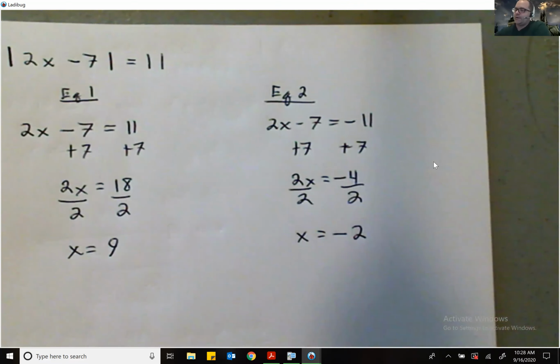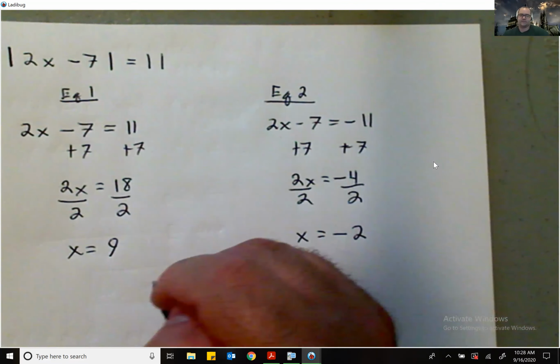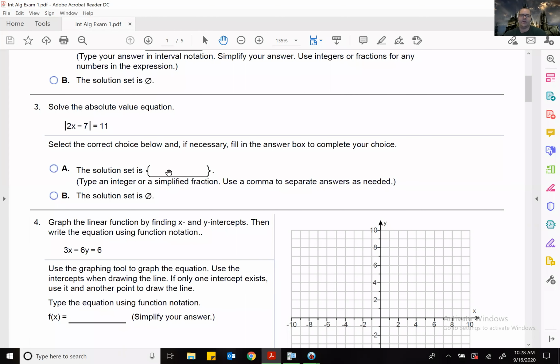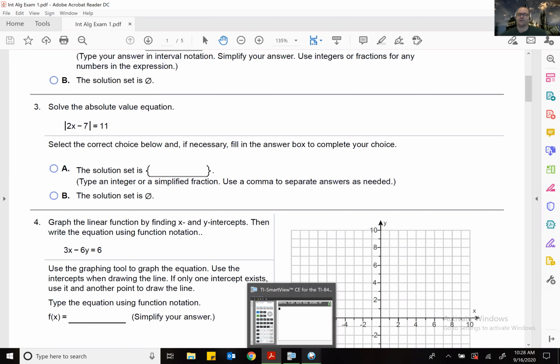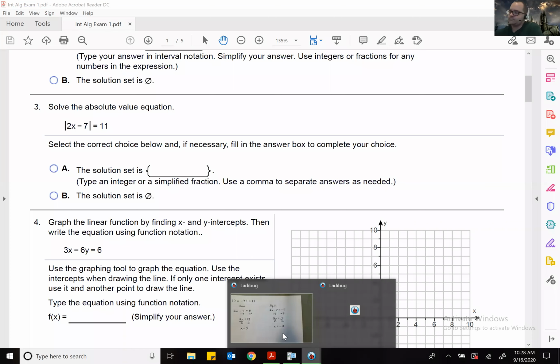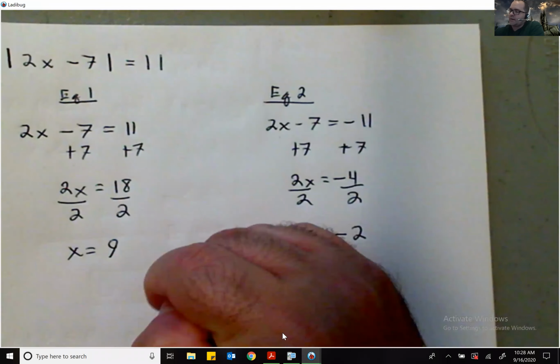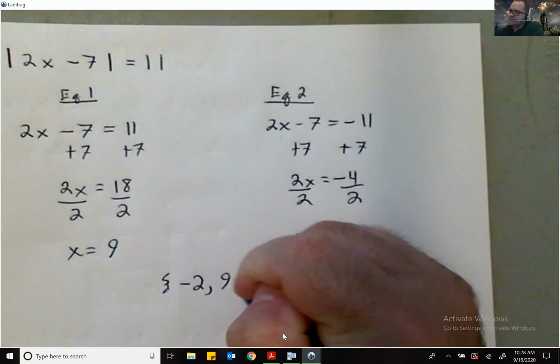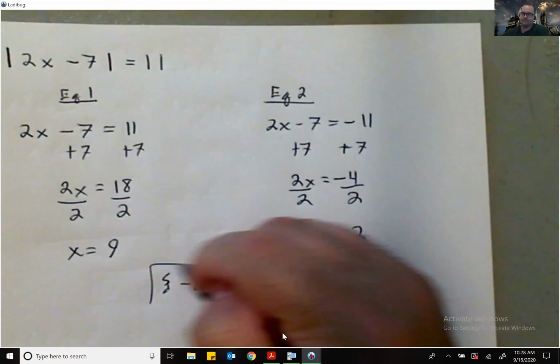So all you're going to do is come into your exam. You're going to click A. And then you're going to come over here and you're going to put the 2 numbers in, separated by a comma. Okay? So in your exam, it would look like this. And I always put the smaller number first and then the larger number. So that's what it would look like on your exam.